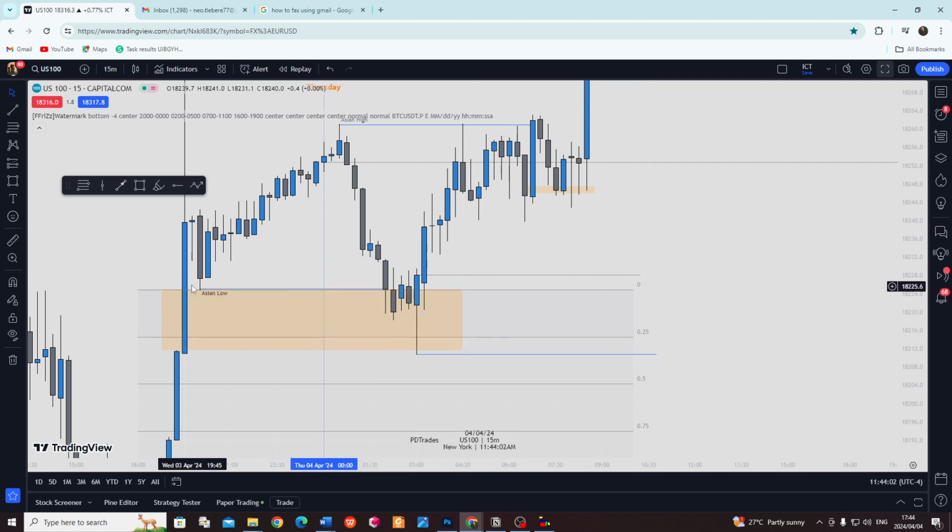So this will be my draw on liquidity, this low and this fair value gap here. So it went inside the fair value gap. I want you to see something. It created a swing low here, right? So you would anticipate it to go up, right? But what did it do? Look at the body. The body still is not below this low here. It's above it.